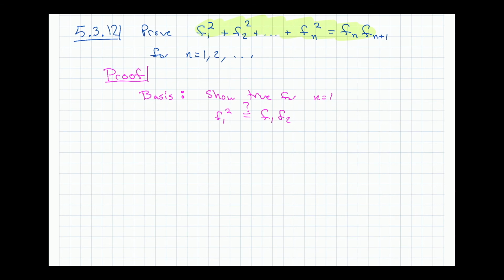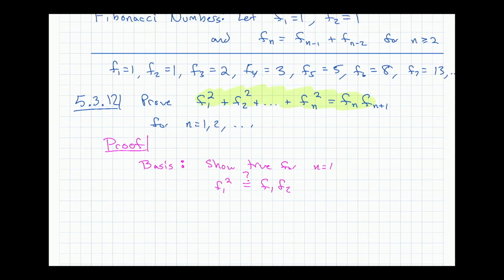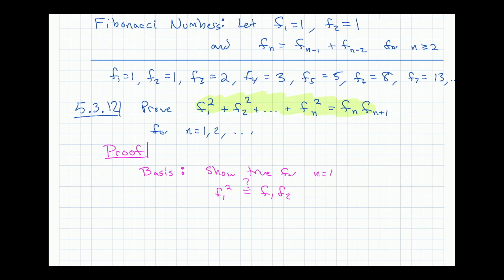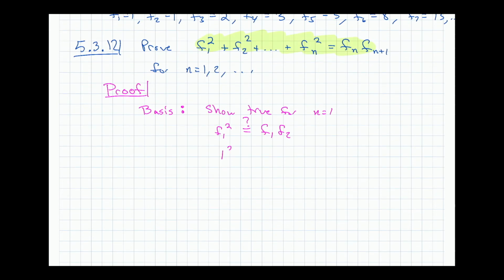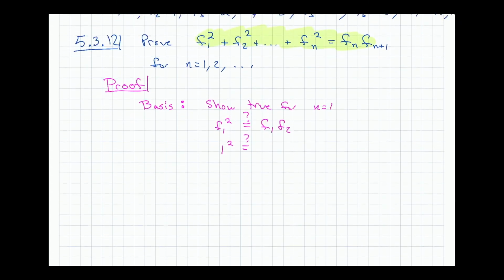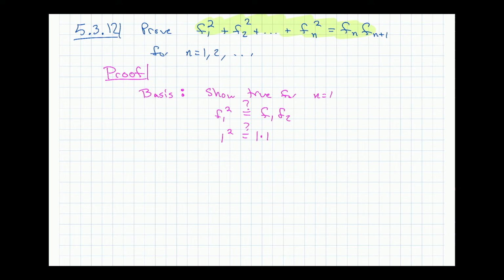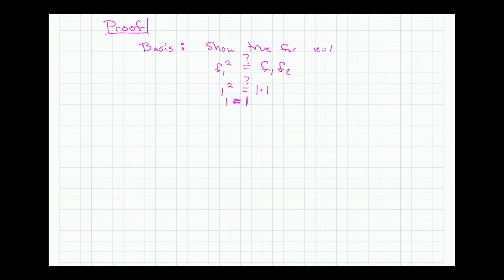So let's put in the numbers. What's f1? So you have to look it up, right? f1 is 1. So this is 1 squared. And then on the right, you have f1, f2. f1 and f2 are both 1. So that's 1 times 1. So this is just indeed 1 equals 1. All right. Basis step done.